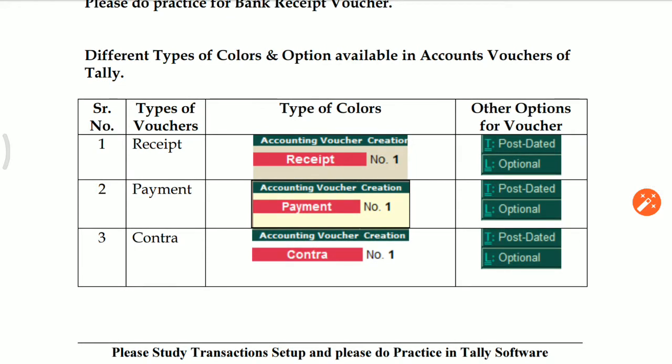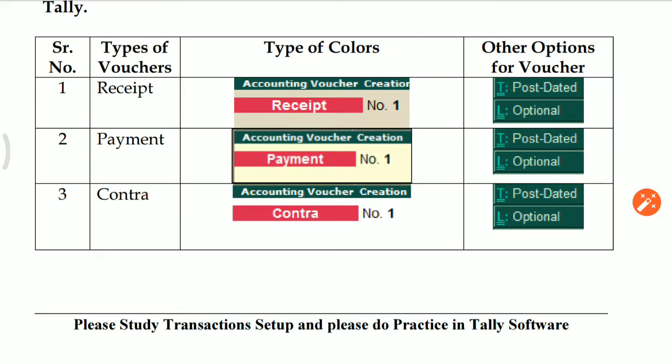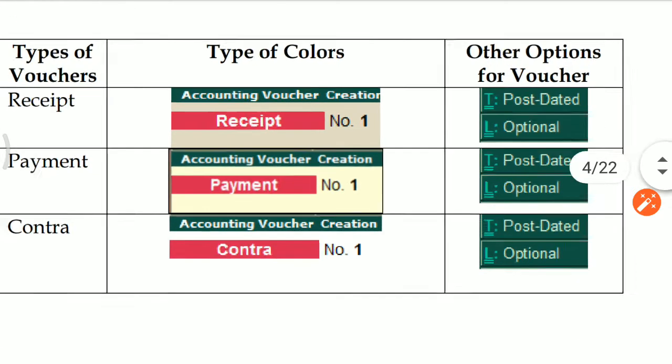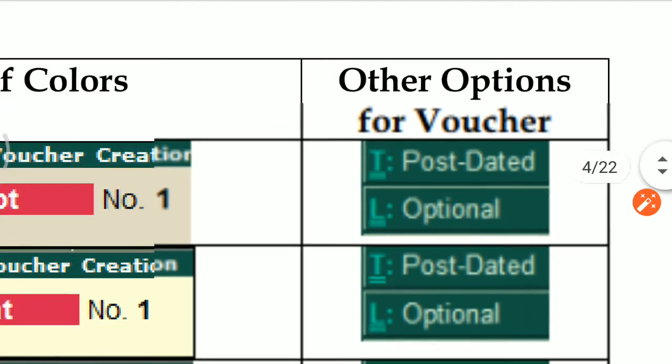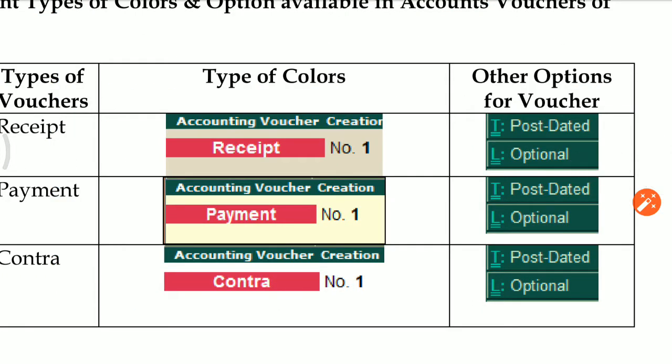First voucher is receipt voucher. On screen they have used the color red, and the word contained is receipt. For numbering, either you can give manual numbering or automatic numbering, and two other options are available, that is post dated or optional. Means you can book post dated also. Post dated means you want to book the entry in the future.